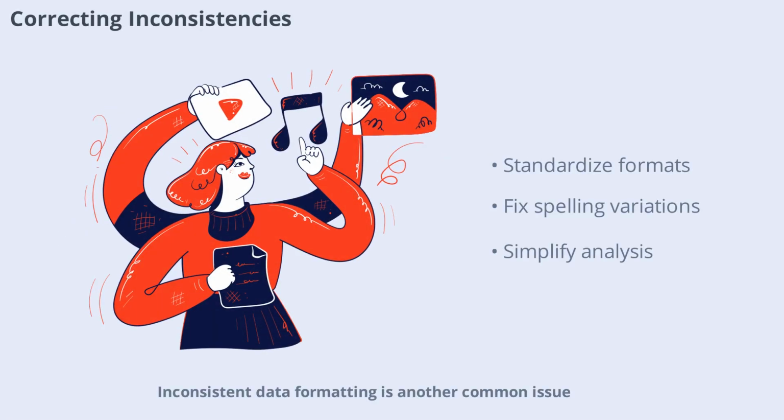Consistent data formatting is another common issue, especially when data comes from multiple sources. For example, dates might be recorded in different formats or categorical values may have various spellings. Standardizing these formats is essential for accurate analysis. Use data cleaning tools or scripts to convert all entries to a consistent format. This step not only simplifies analysis, but also prevents errors during data processing and visualization.